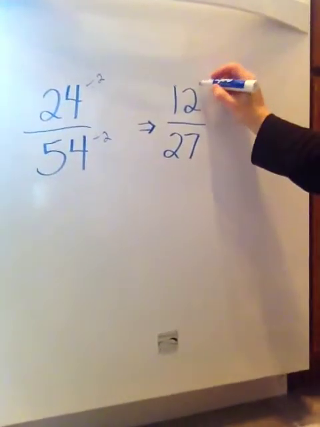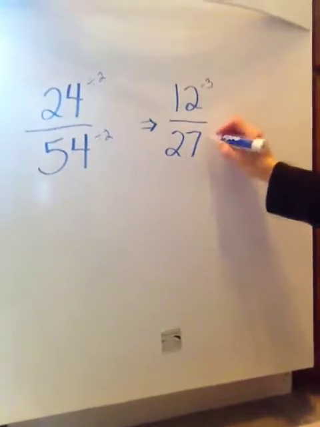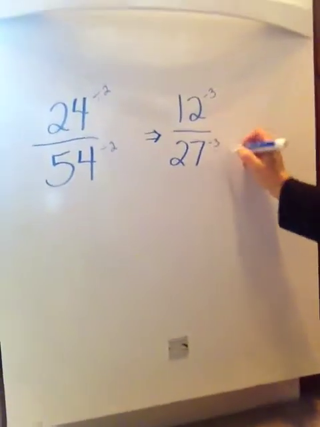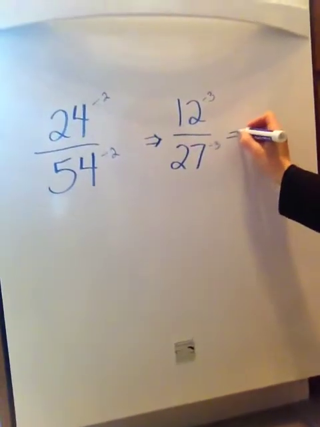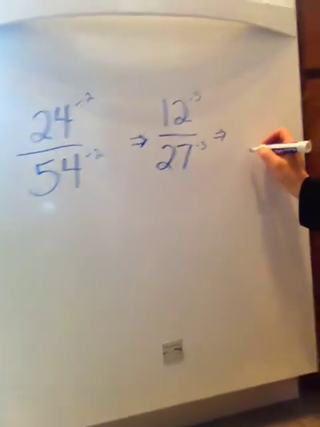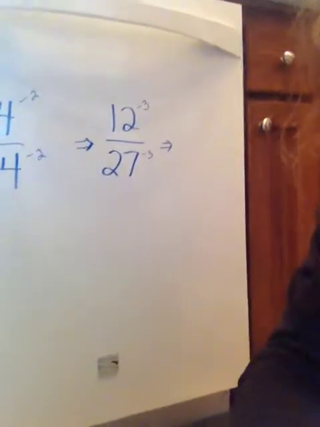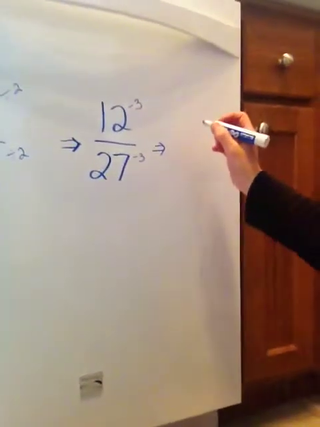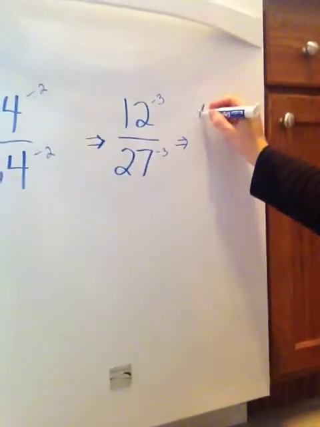So I can start by saying, oh, well, I know 3 would go into that one and 3 would go into that one. So I'm going to divide both of them by it. 12 divided by 3 is 4.